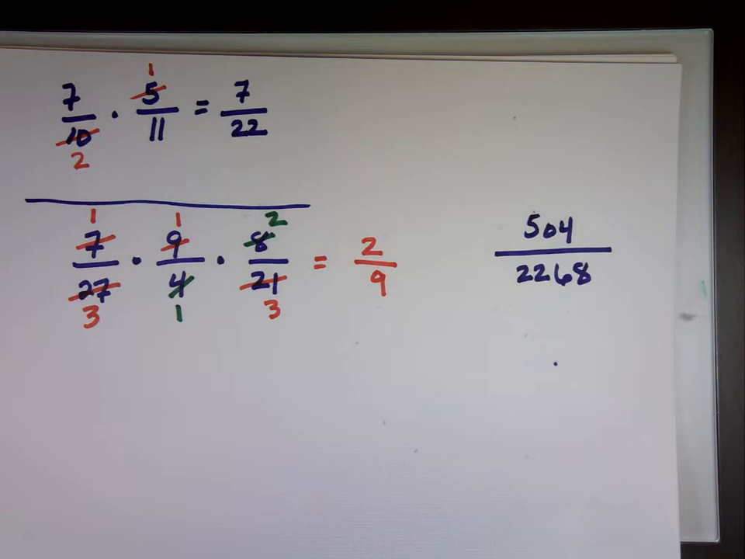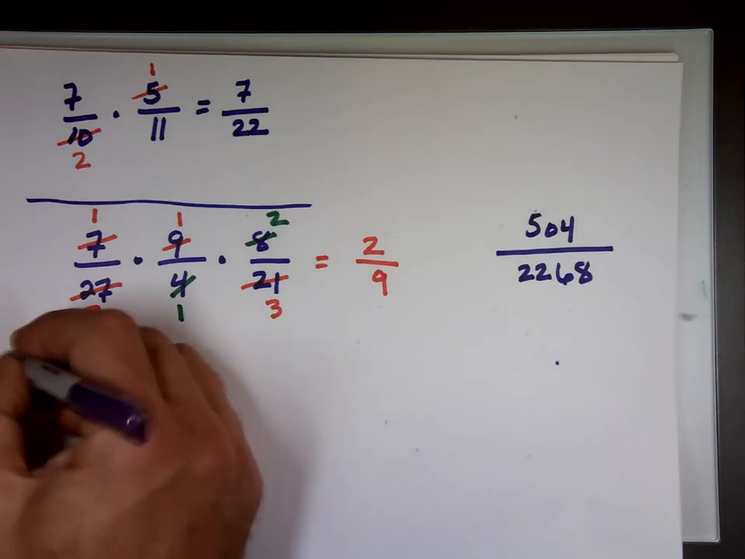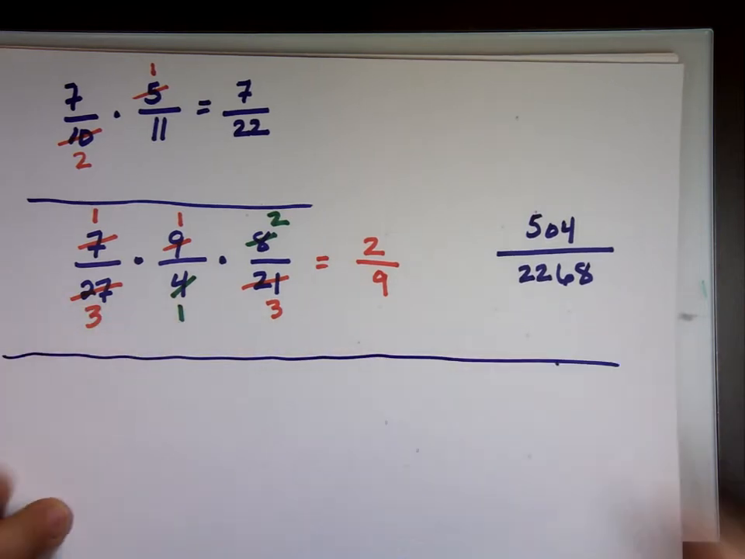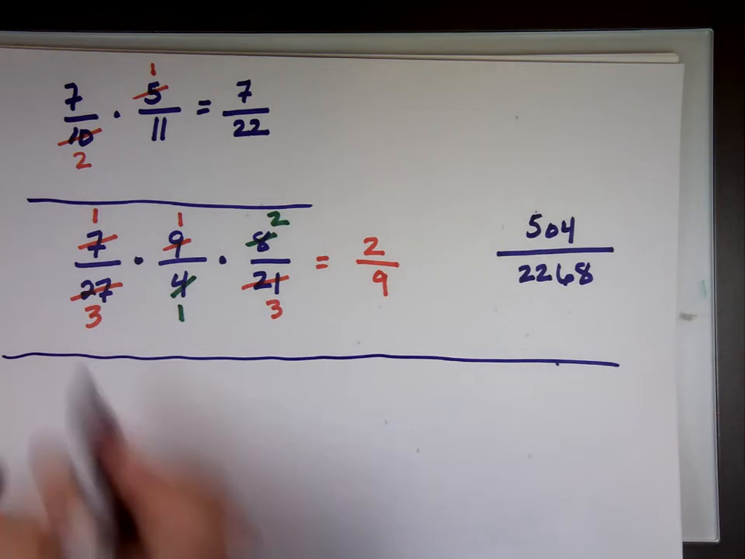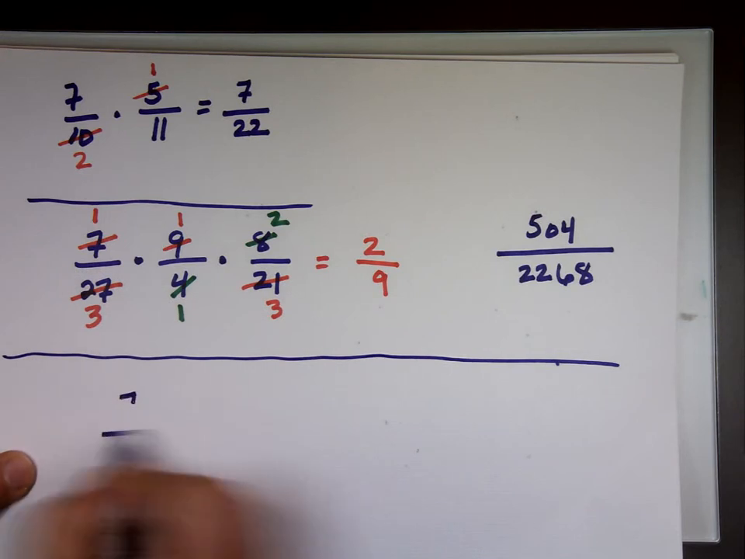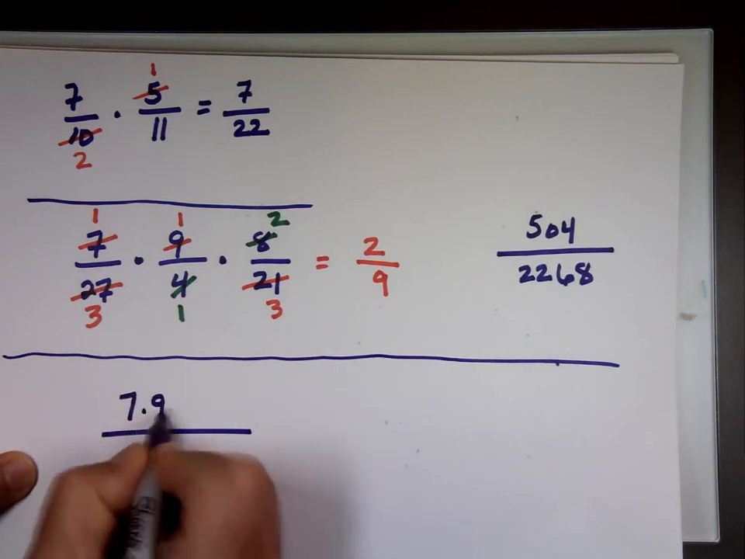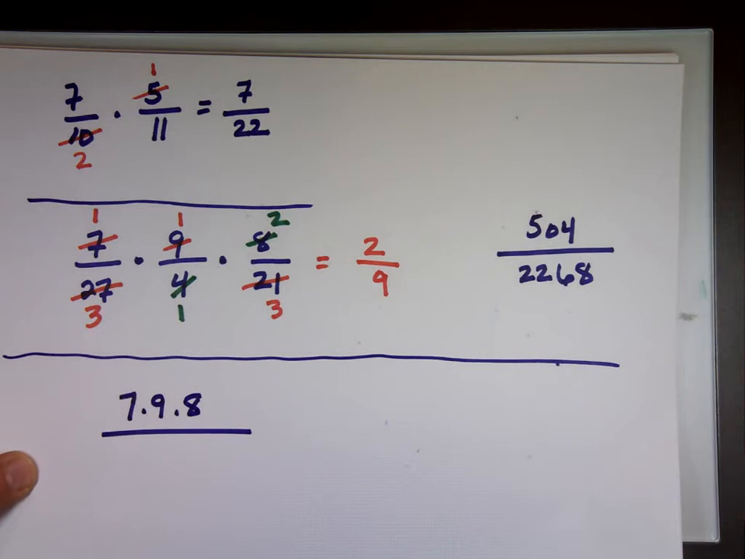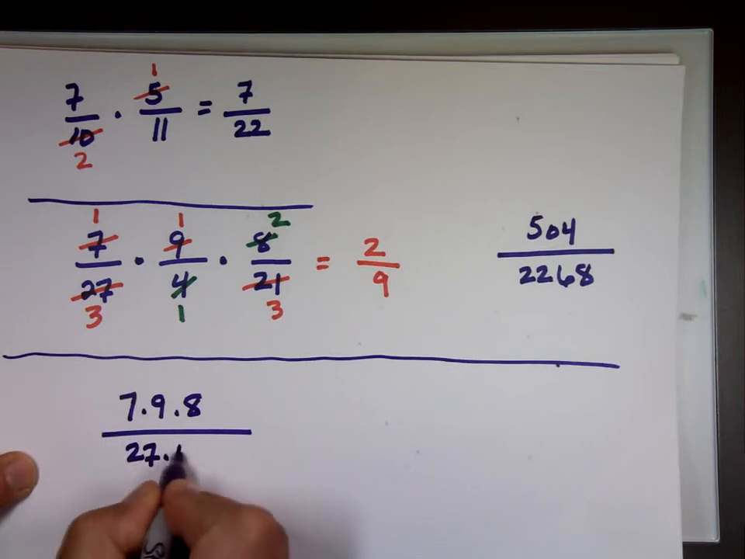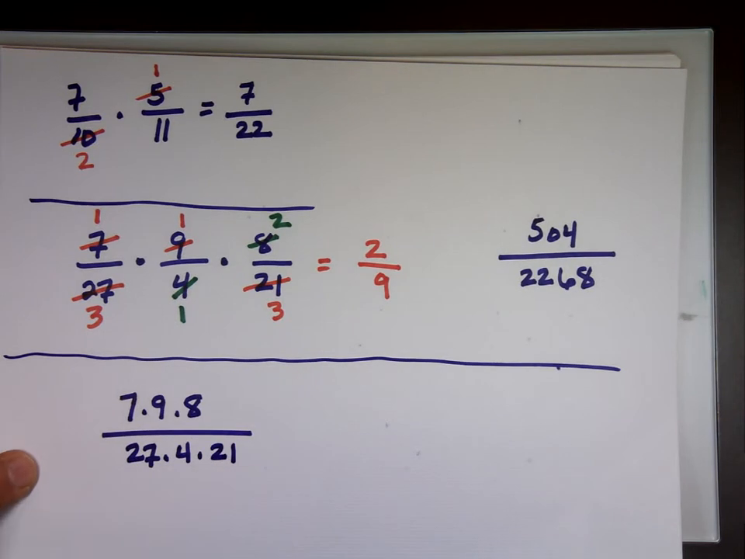Before you go on, how are you able to make sense of that? That you're able to simplify like it's crossing over. Are you able to illustrate that? Well, when you're multiplying, you can make it one fraction. It's 7 times 9 times 8. That's what the top is. The bottom is what? 27 times 4 times 21.